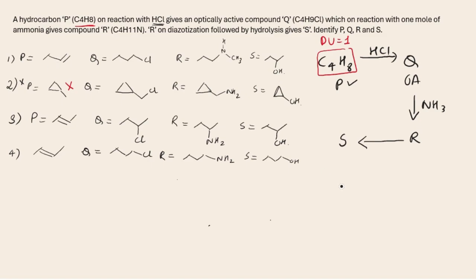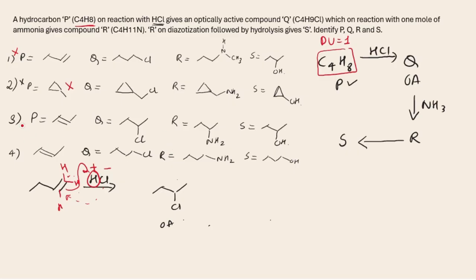Let's assume it is 1-butene. When 1-butene is treated with HCl, it will undergo Markovnikov addition. The electrophile, that is the proton, goes to the carbon with more number of hydrogens. The carbon with more hydrogens is the terminal carbon, so hydrogen goes over here. And what about the chlorine? It goes to the second carbon. So the product formed is 2-chlorobutane, and this is optically active. But look at option 1. Here 1-chlorobutane is given. Therefore, it's definitely not option 1.